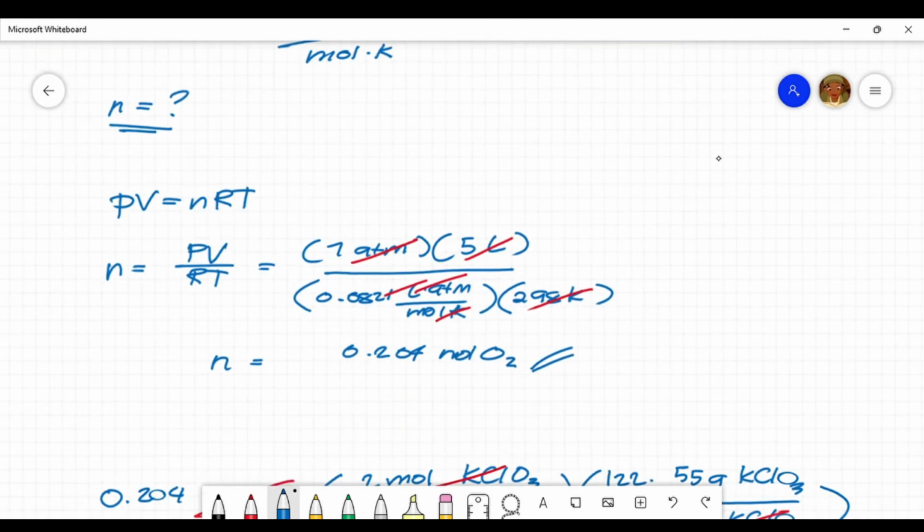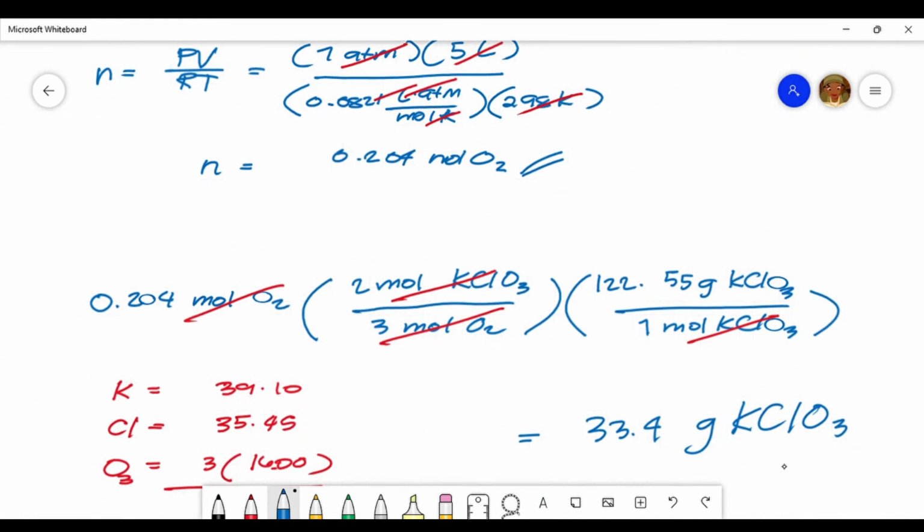And that's it. That's what we're looking for. This is the final answer. It's the grams of potassium chlorate.